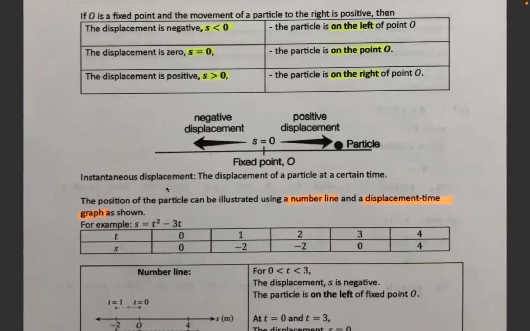Instantaneous displacement, this is the definition: the displacement of a particle at a certain time. That means, let's say they say, find the instantaneous displacement when t equals 2. That means find the answer of displacement, find the answer of S when t equals 2. So you just need to substitute t equals 2 into the displacement function.